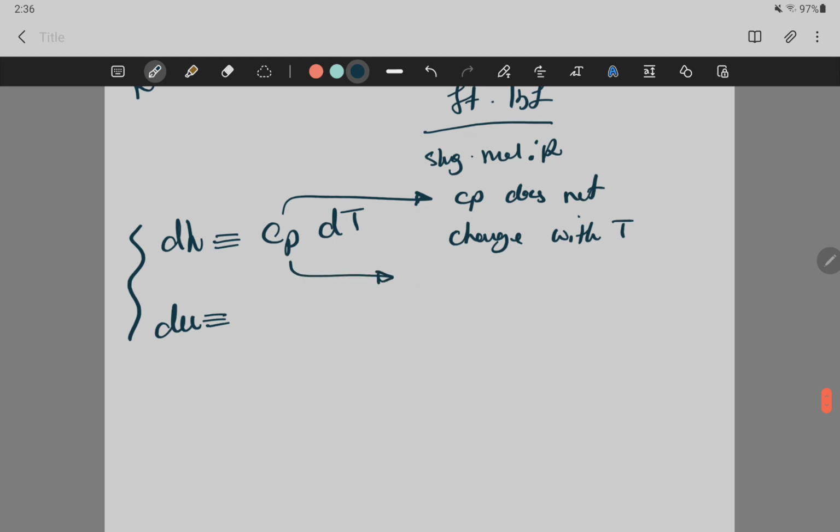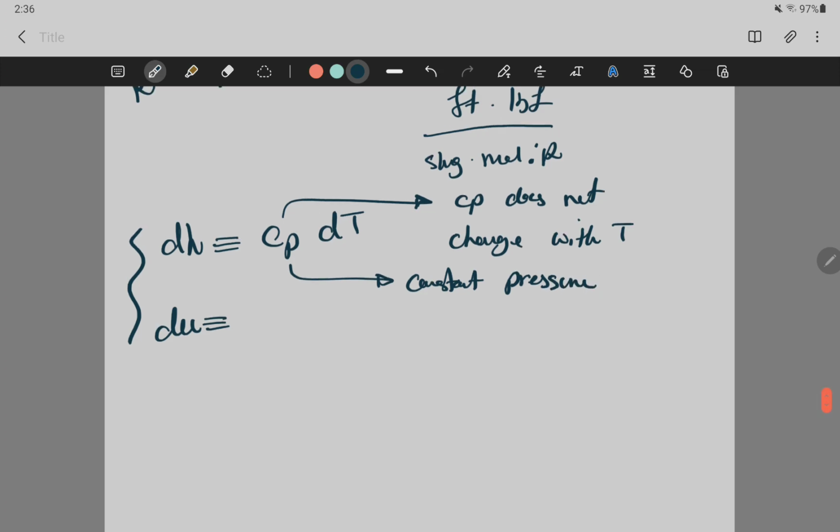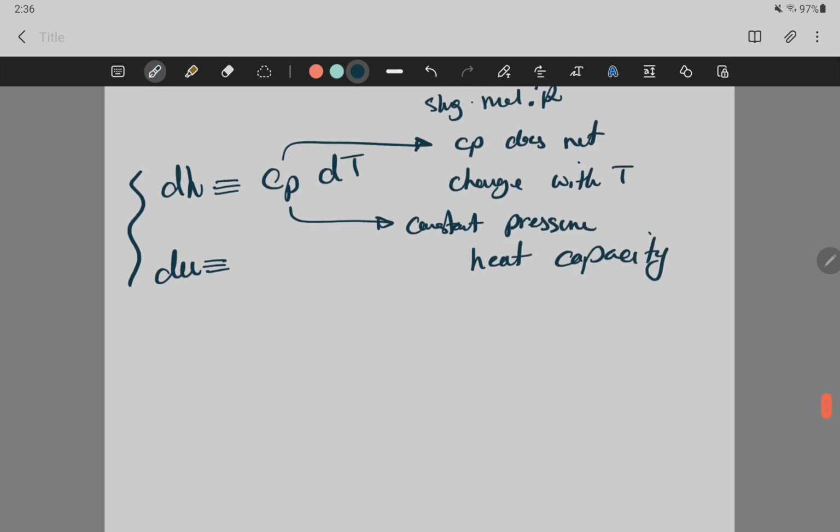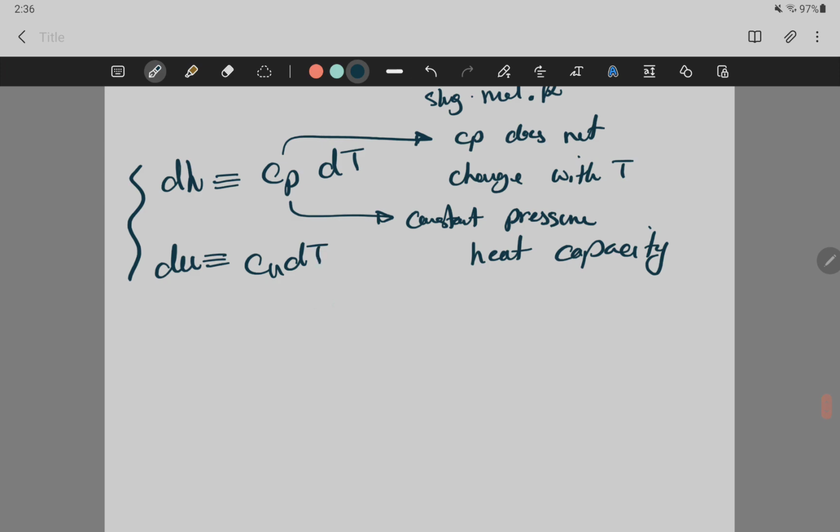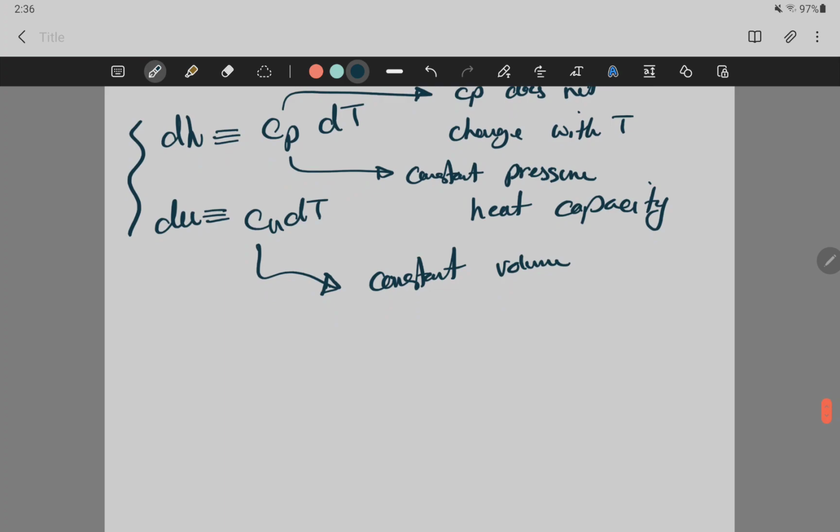Again, this is constant pressure heat capacity. Cv dT, exactly. So internal energy is related to constant volume heat capacity multiplied by changes in temperature. Well, we already know that Cp and Cv are very much a function of temperature, but this assumption is only true for small ranges of temperature. This is a very important thing to consider.